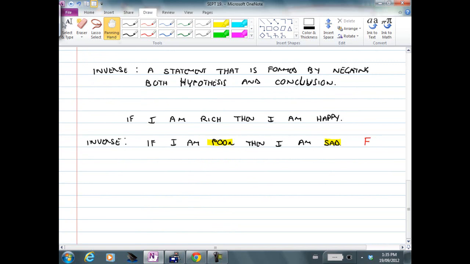Now, is it true? If you're poor, you're sad. Some people, they're all about money. Other people, and here's my question to you: which one would you rather have, health or money? Money. Hands up for money. Hands up, say, Mr. Make it rain. 1, 2, 3, 4. Hands up for health.